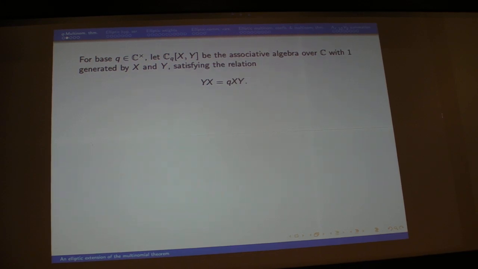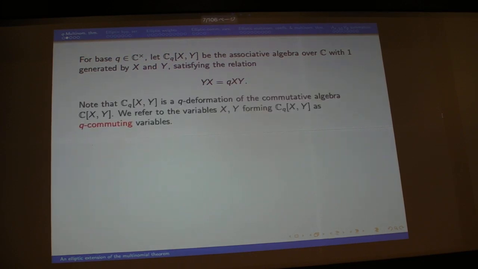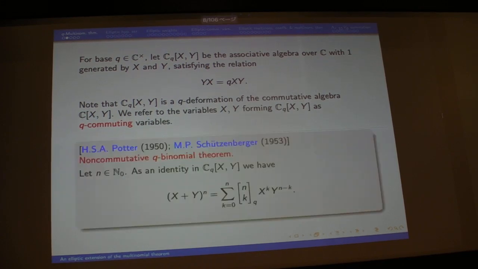Right now the Q commutes with everything, but later the weights which we have in the elliptic case will not commute with x and not with y. Of course, this can be regarded as a Q deformation of the commutative algebra in x and y. We refer to these variables as Q commuting variables. Later we will have elliptic commuting variables.